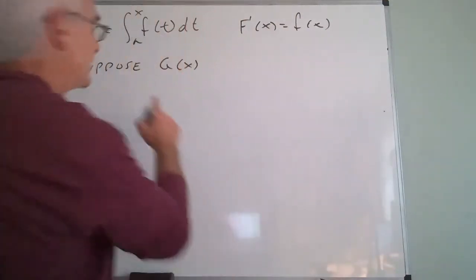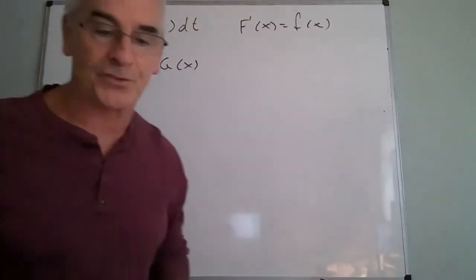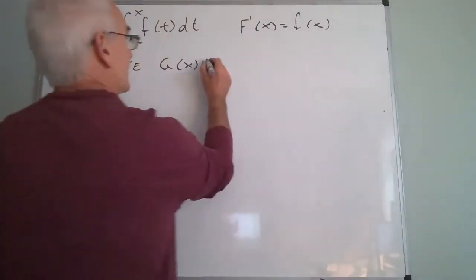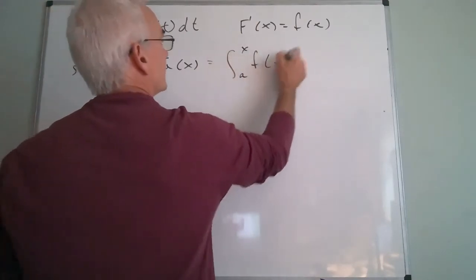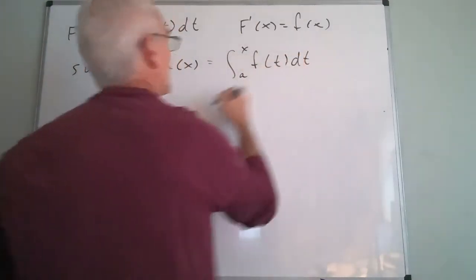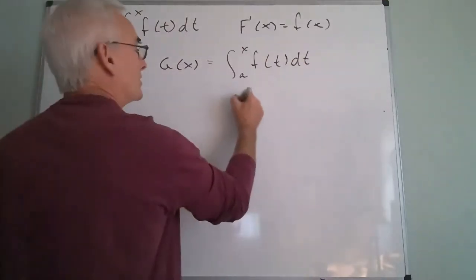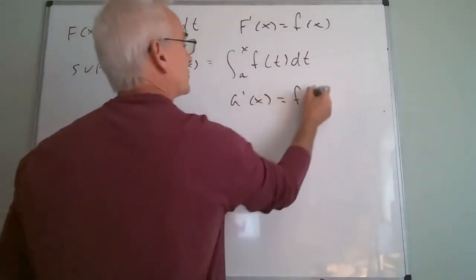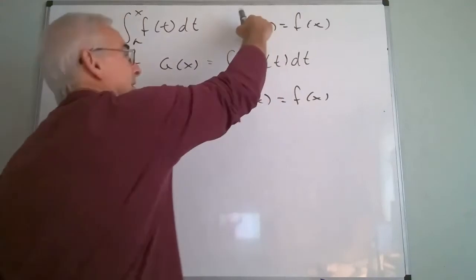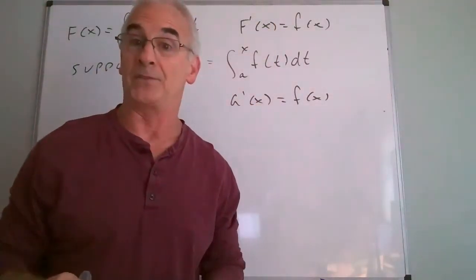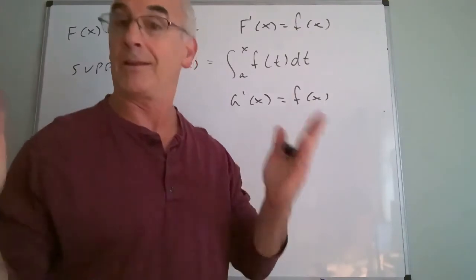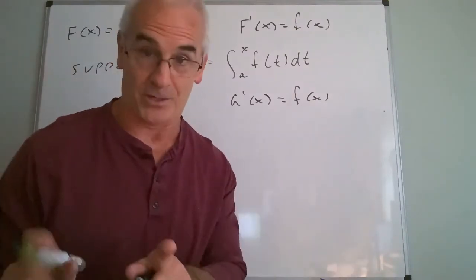So let's suppose that g of x is also a solution of this, because g prime of x is also equal to little f of x. Does that mean capital F and capital G are equal? No, that means they differ by at most a constant. Okay, you with me so far?